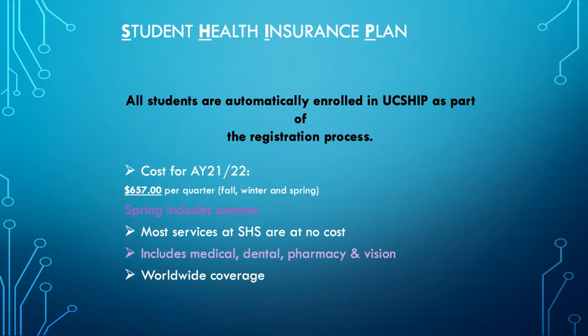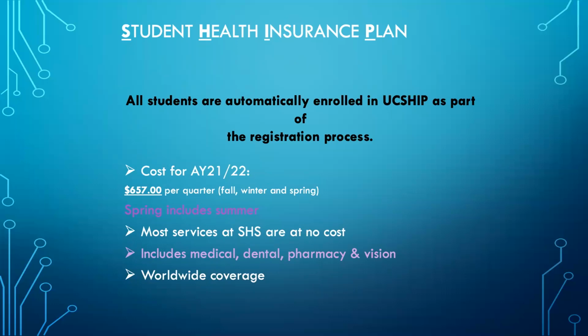As you register for classes, you'll notice lots of registration fees along with your tuition fees. One of the registration fees is the health fee. Every University of California registered student is automatically enrolled in what we call UC SHIP, which stands for Student Health Insurance Plan. It's a comprehensive health insurance plan that offers medical, dental, pharmacy, and vision coverage, and also offers you 60% coverage if you're traveling worldwide.